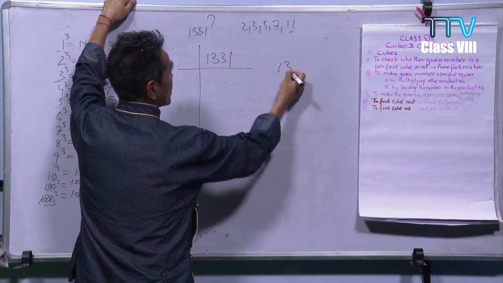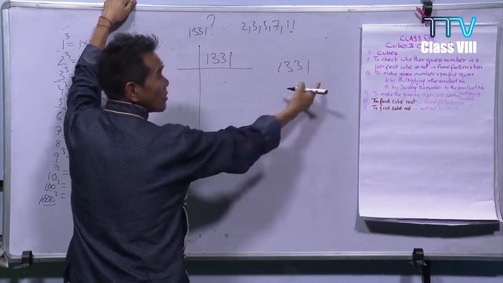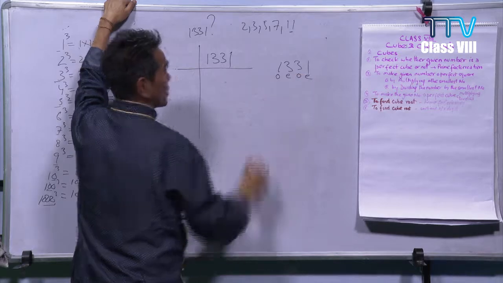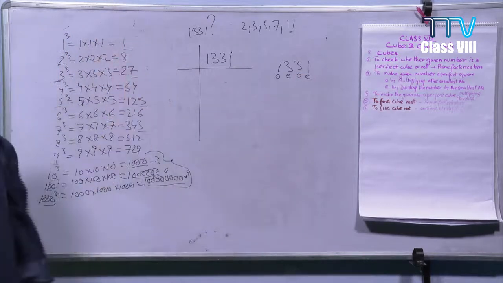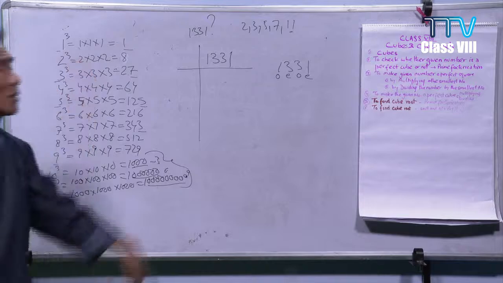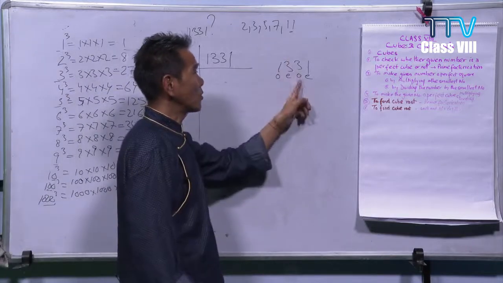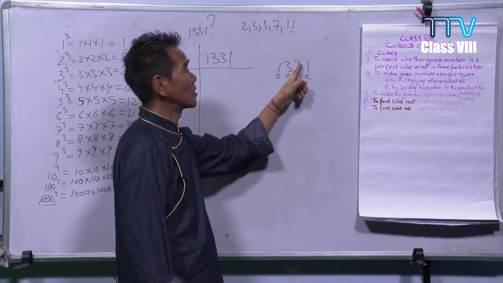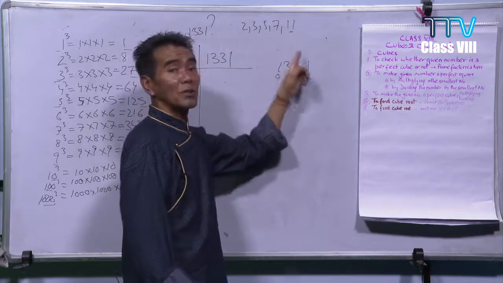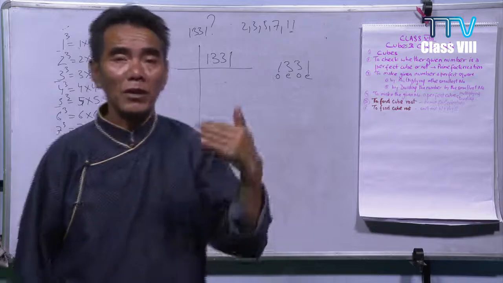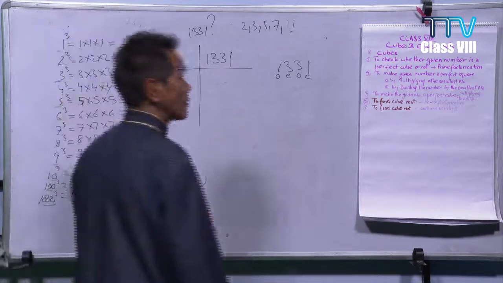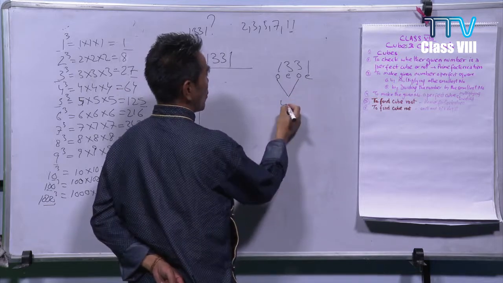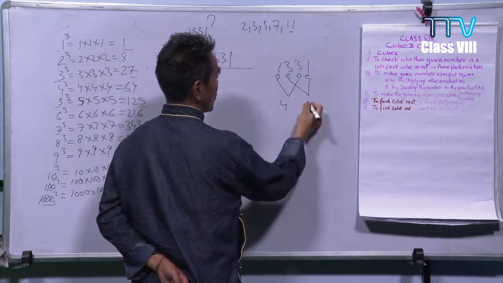Okay, 1 3 3 1: the first number is odd, then even, odd, even. In odd, even, odd placement, take the odd digits and the even digits. Then you add these odd numbers, you get 4. You add these even numbers, you get 4.